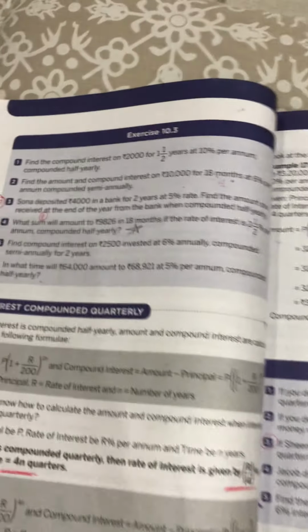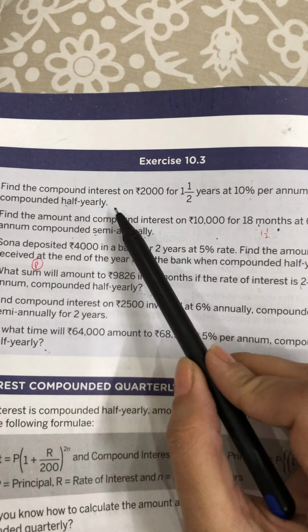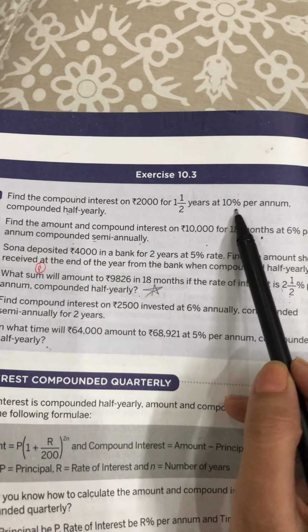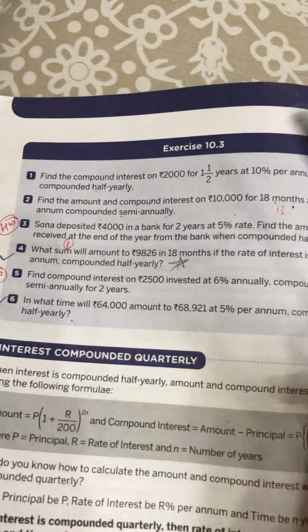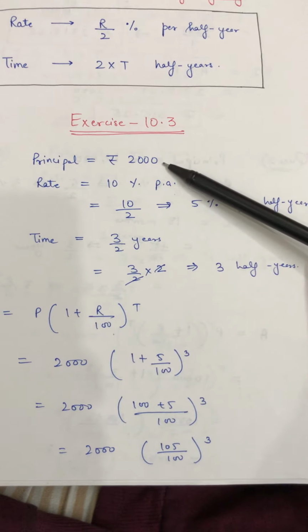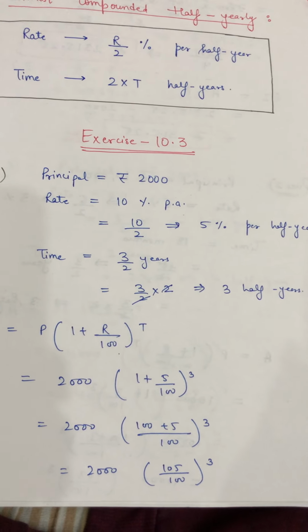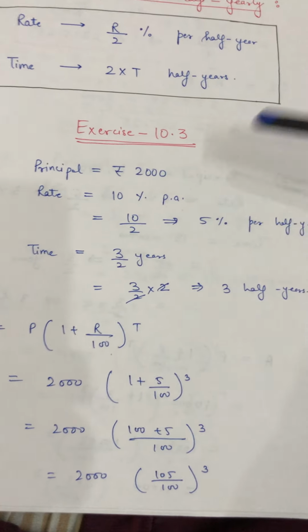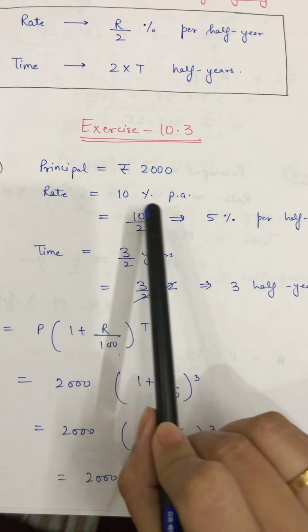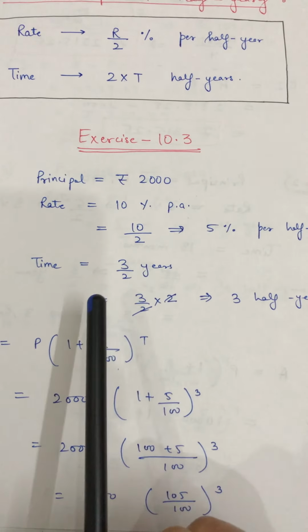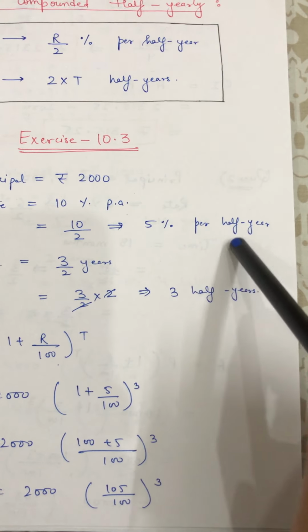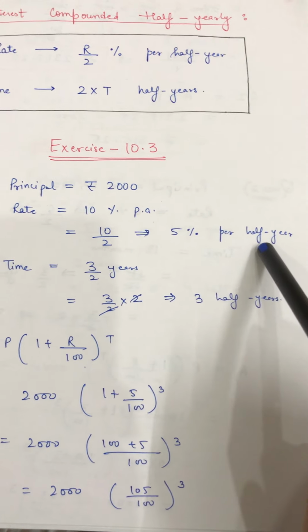Now see, this is the first question. Find the compound interest on 2000 rupees for 1.5 years at 10% per annum compounded half yearly. The principal is given. In all these questions your principal will be as it is. You don't have to multiply or divide your principal. Rate is given as 10% per annum, so you divide by 2 and that becomes 5% per half year.